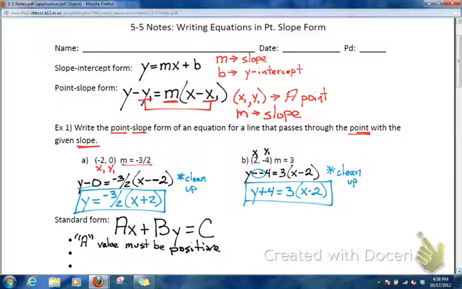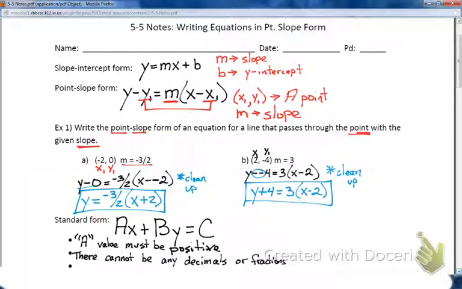Rule 2 is that there cannot be any decimals or fractions anywhere in this form.